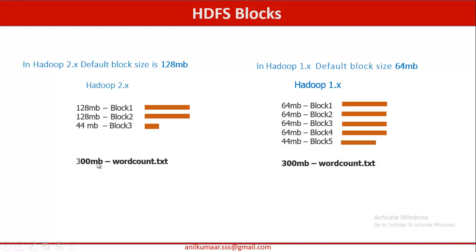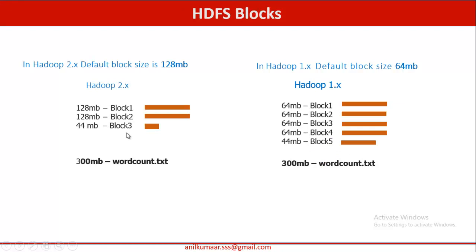Now look at a simple example. Say you have a data file of 300 MB, a sample data file, wordcount.txt. The moment you copy this file to Hadoop, what happens? Two 128 MB blocks will be created, and for the leftover 44 MB, a smaller block will be created. This is what happens in generation 2. In a similar fashion, in generation 1, four 64 MB blocks will be created, and for the leftover 44 MB, a fifth block will be created.